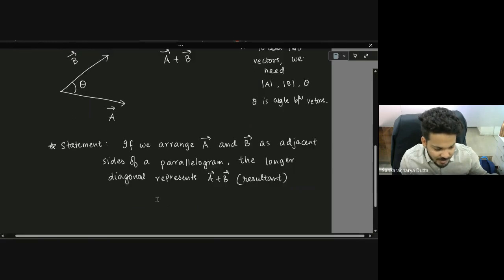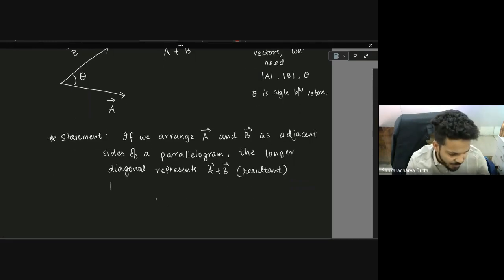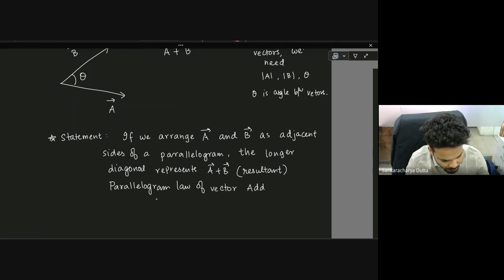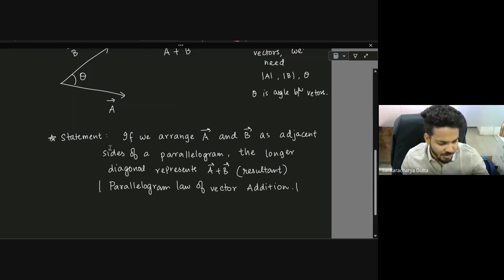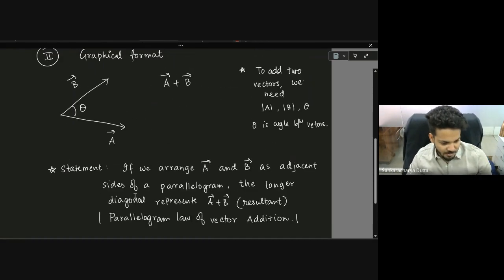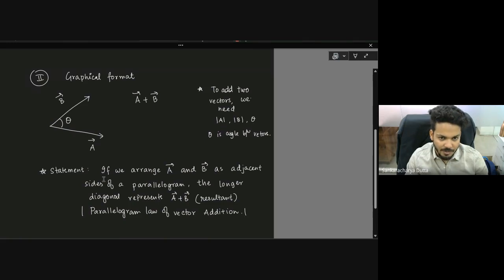Now, this particular statement is known as the parallelogram law of vector addition. Please write down this statement. I'll use this in the derivation. Please let me know. I'm going to ask you, what do I do next, and you should be able to answer. So this is the parallelogram law of addition. Let me move to the next page if everybody has written this.